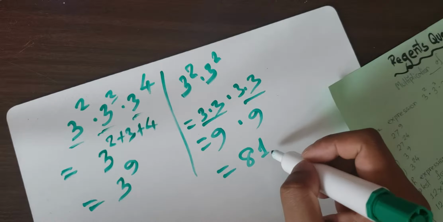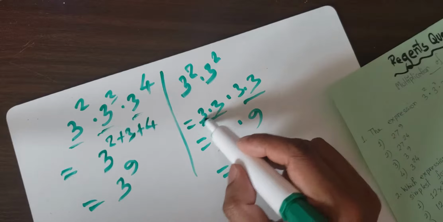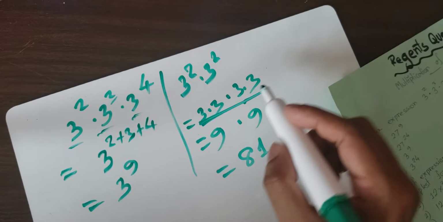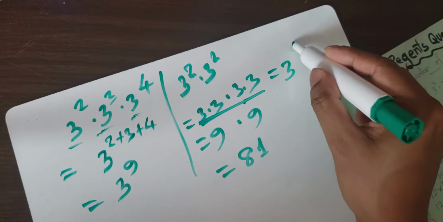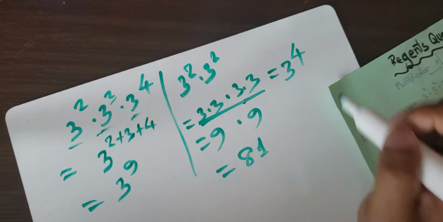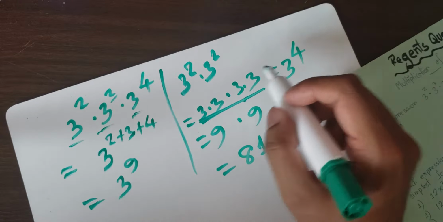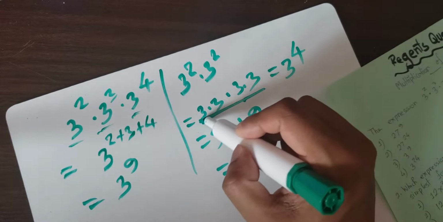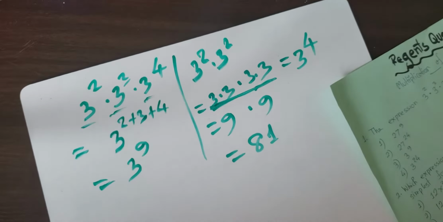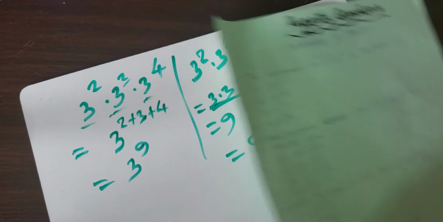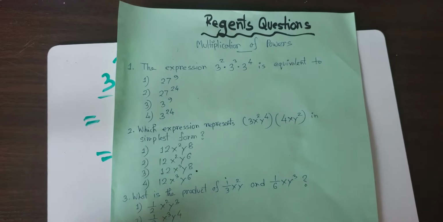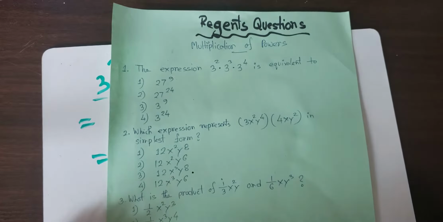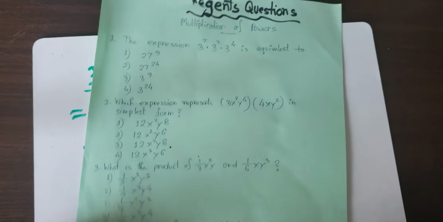So 81 means what? How many times are you multiplying the 3? You multiply it 4 times. So that's why the power is 4. That's the reason we are adding the powers, because we know that we are multiplying it 4 times. I think that explanation helps you to understand why you are adding powers when you're multiplying, right? Okay, so let's look at question number 2 now.